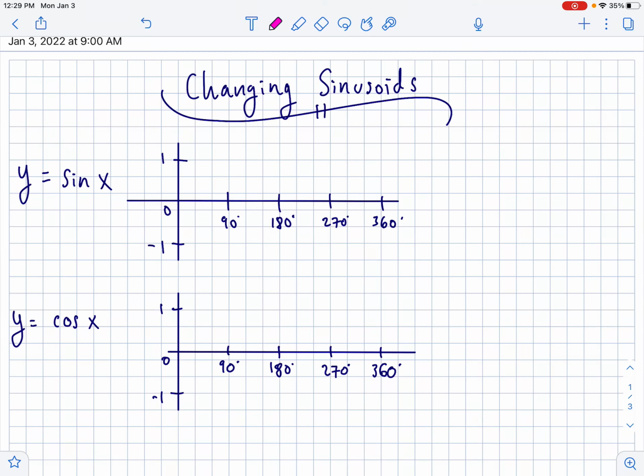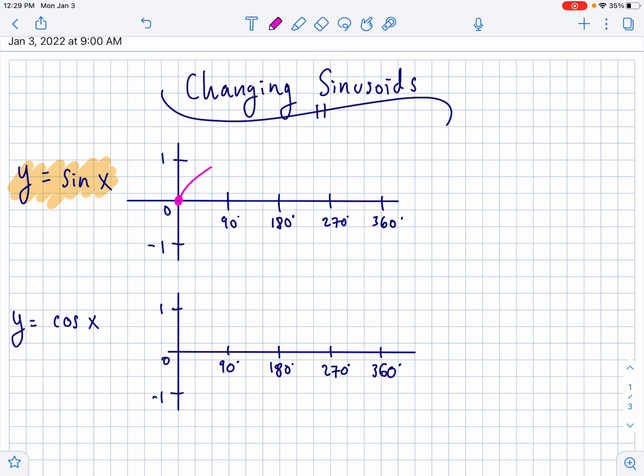Okay, IB AI SL 2. Today we are talking about sinusoidal curves and transforming them. The first thing we're going to start with is what the parent curves of the sine and cosine look like. So the sine curve starts at 0. So at 0 degrees, it's at 0.